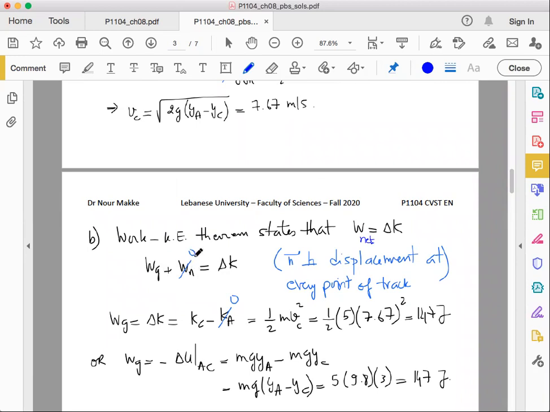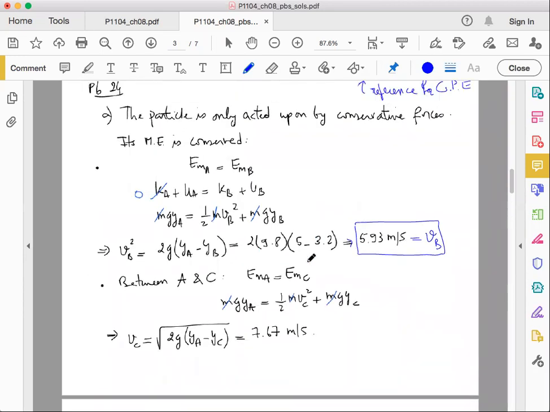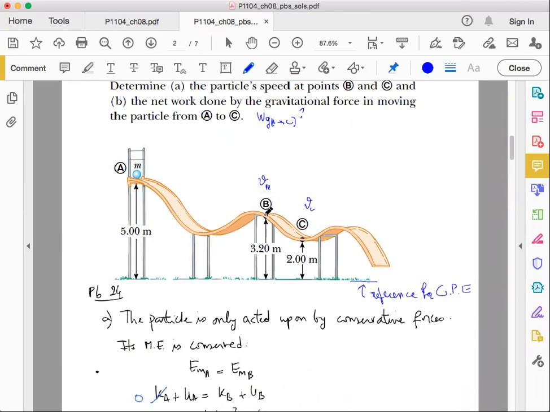But WN is equal to 0, because the normal force at any point along this track is perpendicular to the displacement. So for example, if you take the point B, it's clear that N points upward, and it's clear that N is perpendicular to the displacement at this point.